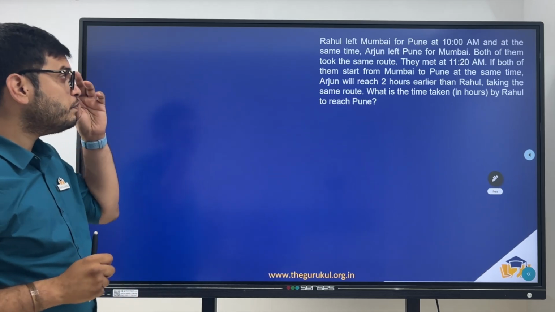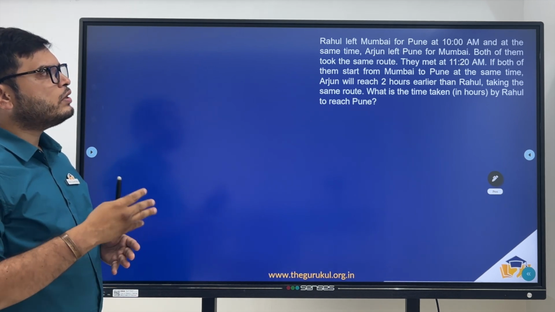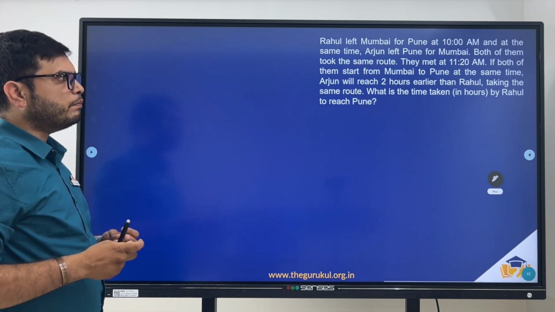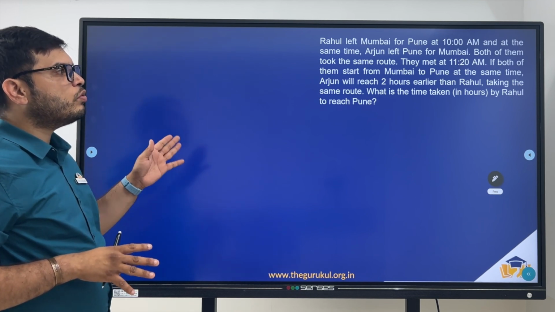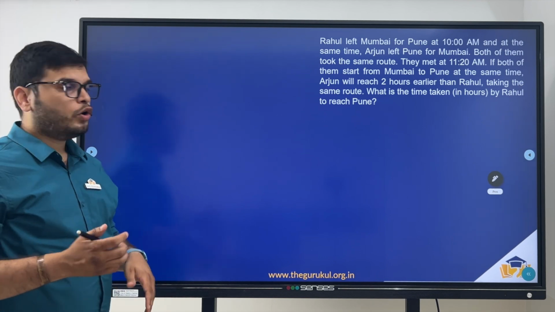Now coming to the second question, Rahul left Mumbai for Pune at 10 a.m. and at the same time, Arjun left Pune for Mumbai. Both of them took the same route. They met at 11:20 a.m. If both of them start from Mumbai to Pune at the same time, Arjun will reach 2 hours earlier than Rahul, taking the same route. What is the time taken by Rahul to reach Pune?